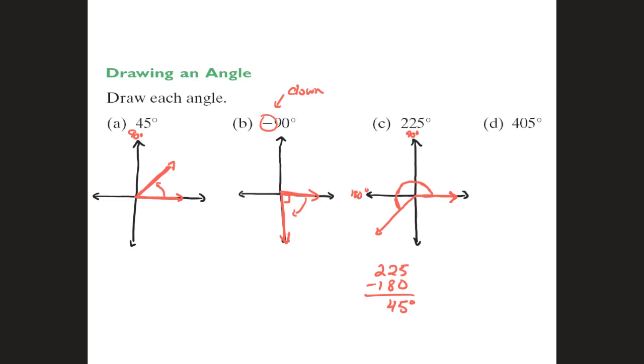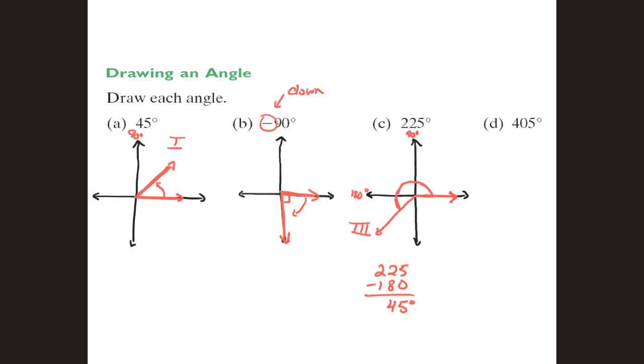Sometimes it's also really nice to know what quadrant we're talking about our angles in. So I'm going to go back and add these. 45 degrees is a quadrant 1 angle. Negative 90 degrees is on an axis, so we actually wouldn't put that in a quadrant, but this is a quadrant 3 angle.